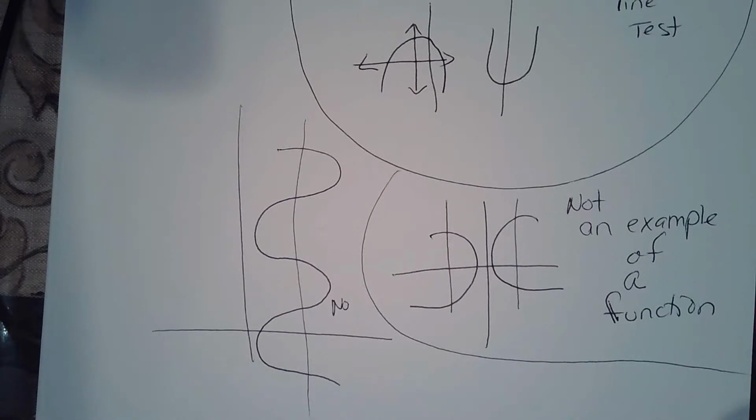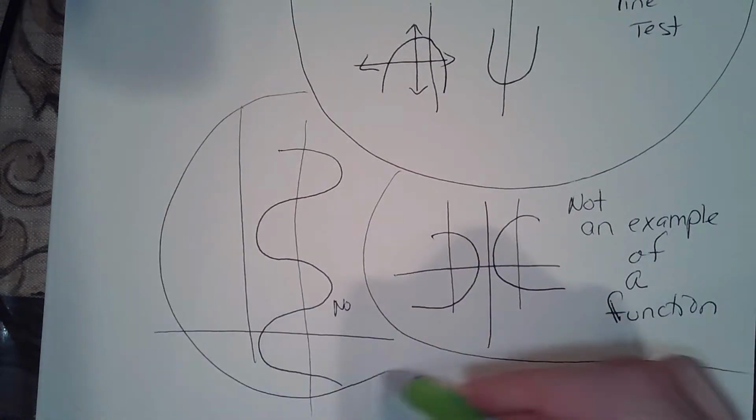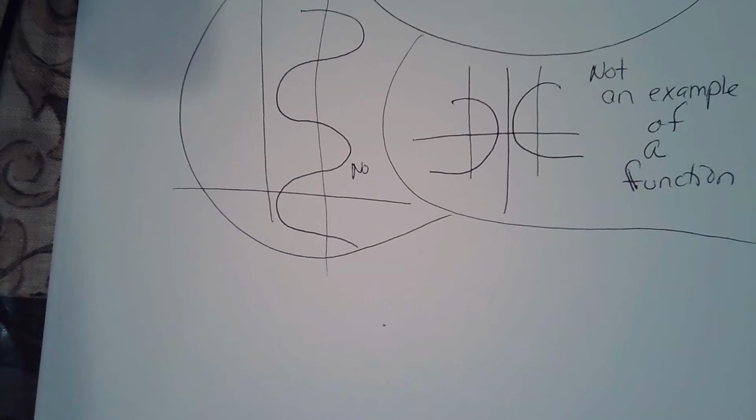So keep in mind that a function is very specific. It is a graph in which if I draw a vertical line down, it only hits it once. So the definition is a graph represents a function when no vertical line passes through more than one point on the graph. All right, so that's what they're talking about here. So let's talk about some other specifics with this. So let's look at domain and range.